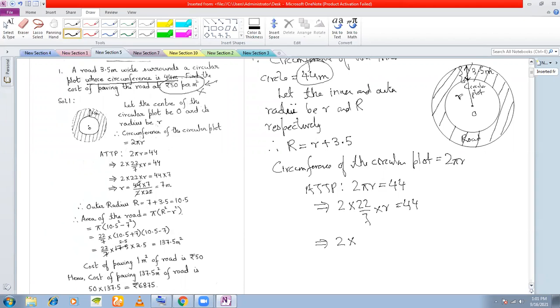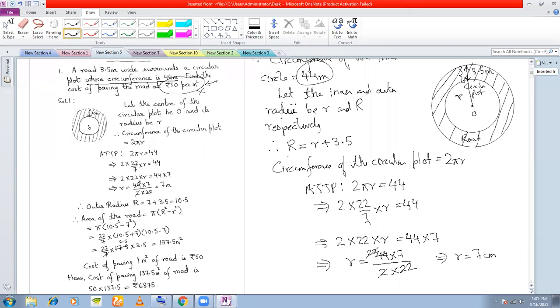Cross multiply. Now divide both sides by 2 into 22. Okay, so how much are you getting here? This cancels 22 times and this cancels once. So you get r is equal to 7 centimeter. You have got the inner radius.